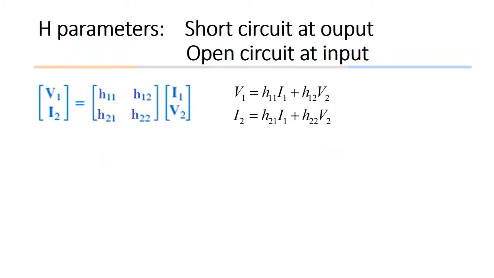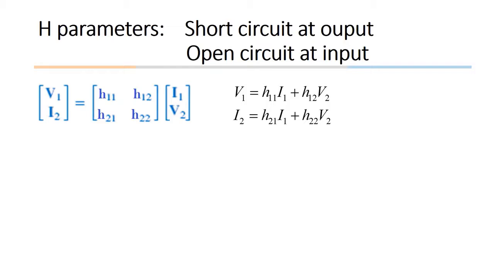The third parameters that we want to investigate is the H parameters. It is actually a combination of the short circuit and open circuit test. Okay, because the H parameters are actually represented by the equations of V1 and I2. So therefore, in the equation, you will have the H parameters multiplied by I1 and V2.